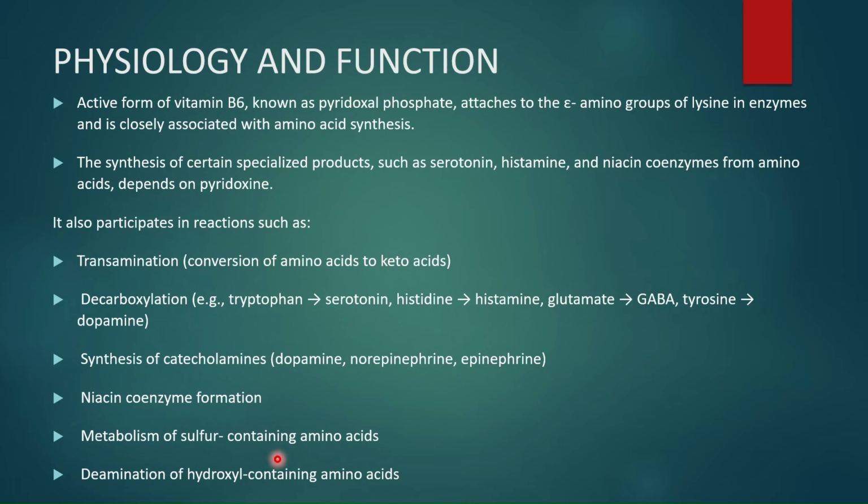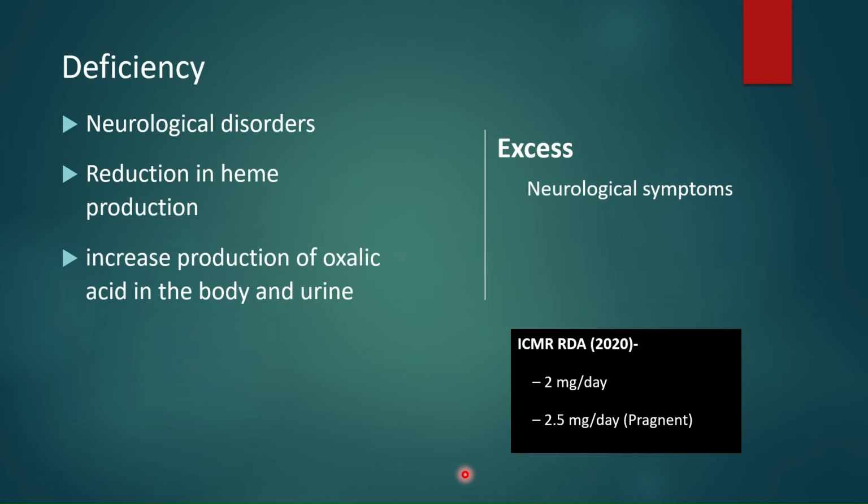It plays an important role in niacin coenzyme formation and metabolism of sulfur-containing amino acids. It also plays an important role in deamination of hydroxyl-containing amino acids and absorption of amino acids from the intestine. It further prevents hyperoxaluria and kidney stone formation. Deficiency of pyridoxine may lead to neurological disorder, reduction in heme production, and increased production of oxalic acid in the body and urine, which may further lead to development of kidney stones.